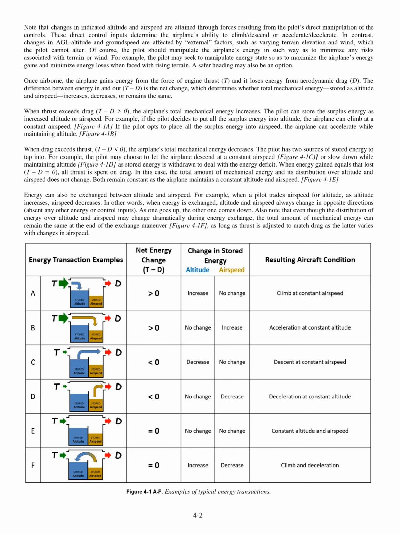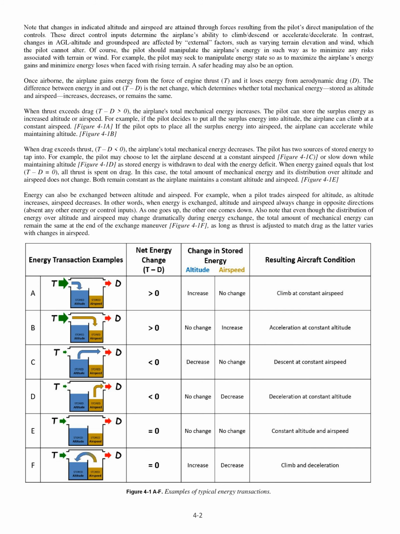Of course, the pilot should manipulate the airplane's energy in such a way as to minimize any risks associated with terrain or wind. For example, the pilot may seek to manipulate energy state so as to maximize the airplane's energy gains and minimize energy losses when faced with rising terrain. A safer heading may also be an option.